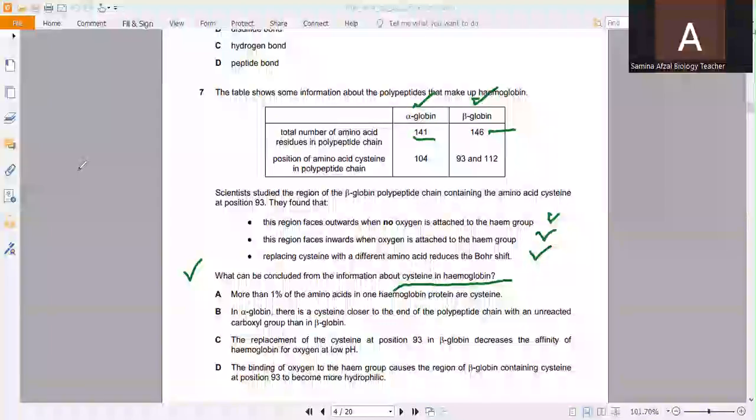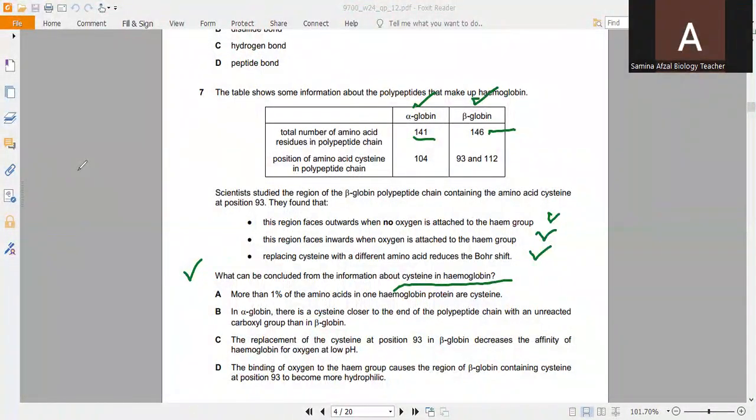So we can read one by one. First of all, we should know what cysteine is: an amino acid that can form disulfide bonds in protein structure. So cysteine is present in the structure of hemoglobin. So what is the Bohr shift? It is the effect of pH on the oxygen affinity of hemoglobin. Lower pH decreases oxygen affinity, facilitating oxygen release in tissue.